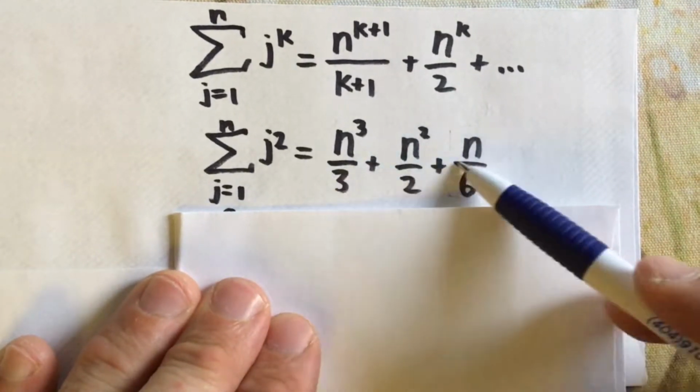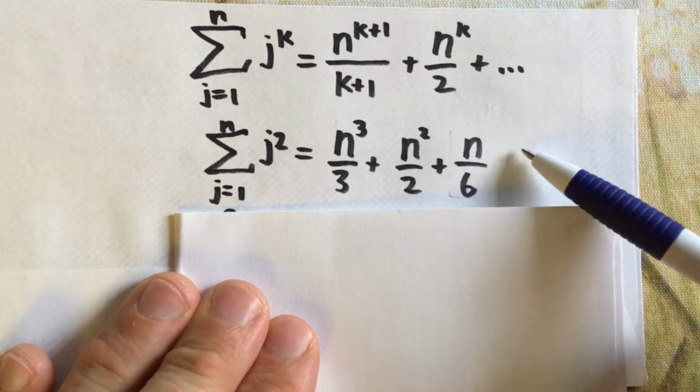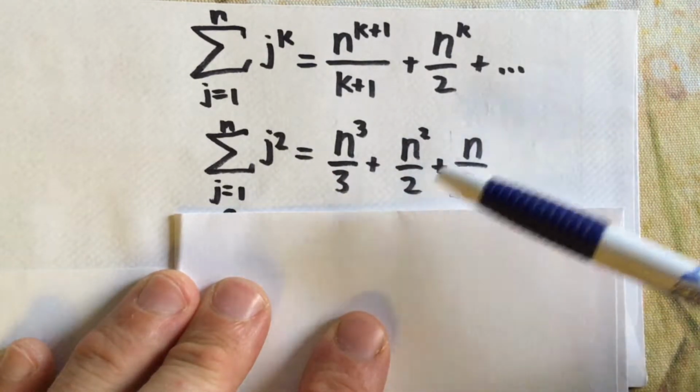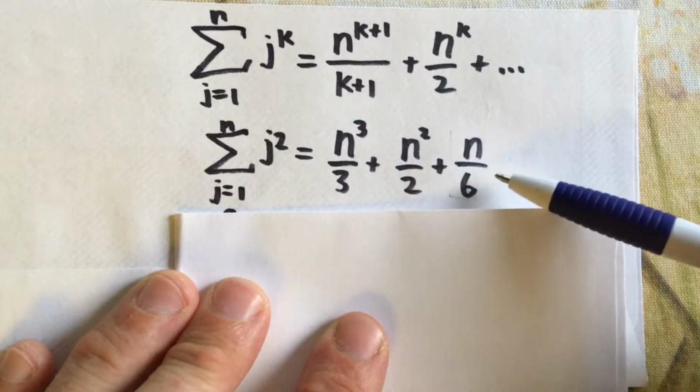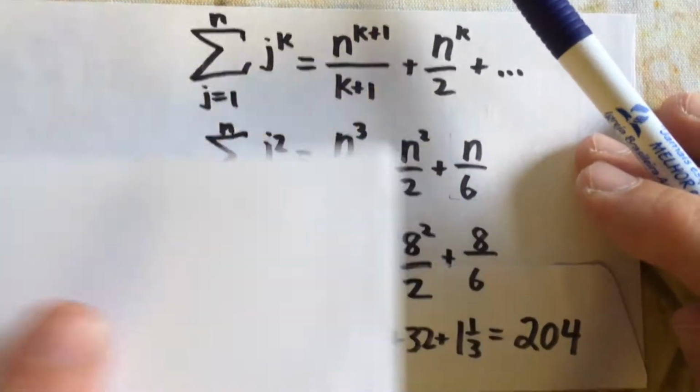But in this case, since I know the sum of the coefficients is 1, since I know when I plug in 1 in this formula, I have to get 1. That means the sum of the coefficients is 1. So we have a third plus a half. So the only thing left over is a sixth. So here's the exact formula for the sum of the first n squares.